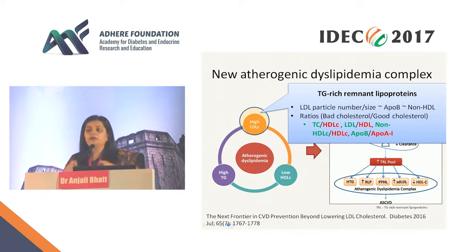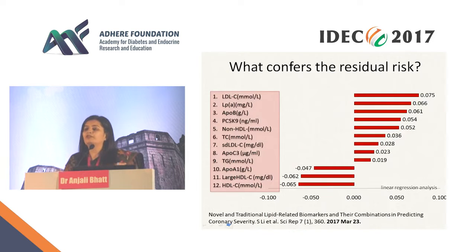Now there is another way of checking it, and that is by checking the ratios of good cholesterol and bad cholesterol. A number of laboratories will give different numbers, like total cholesterol by HDL, LDL by HDL. So basically it's good cholesterol divided by bad cholesterol. Unfortunately, we do not know what the normal limits for this are, and we do not know how they correlate with clinical coronary artery disease.